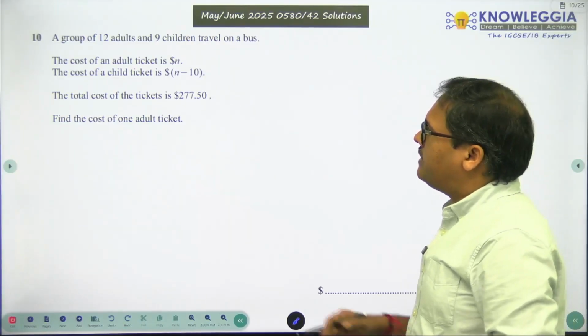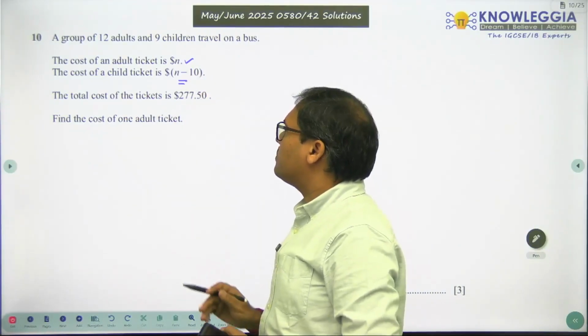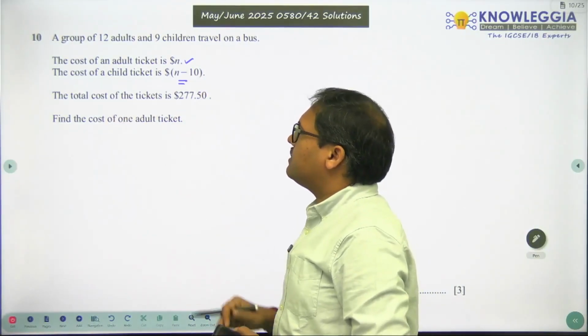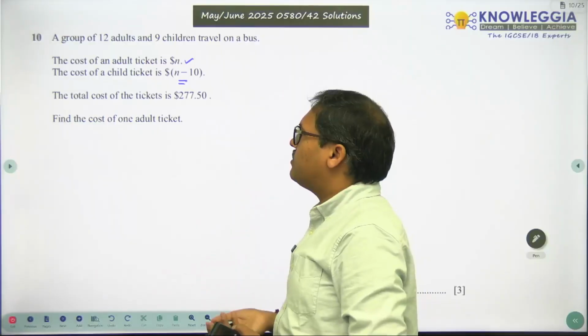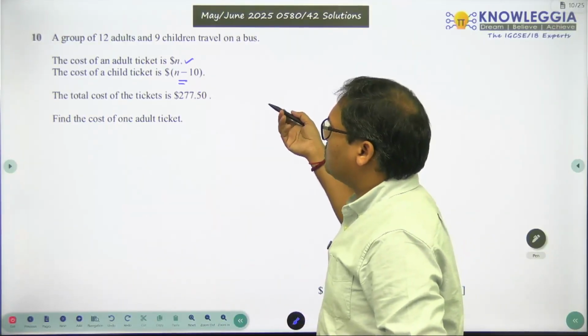The cost of an adult ticket is $n, and the cost of a child ticket is $(n minus 2), $10. The total cost is this. Find the cost of one adult. So basically, you have to find the value of n, for one adult. So what is the total cost of the tickets?